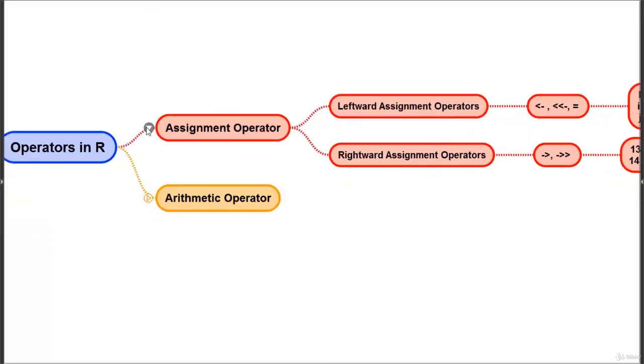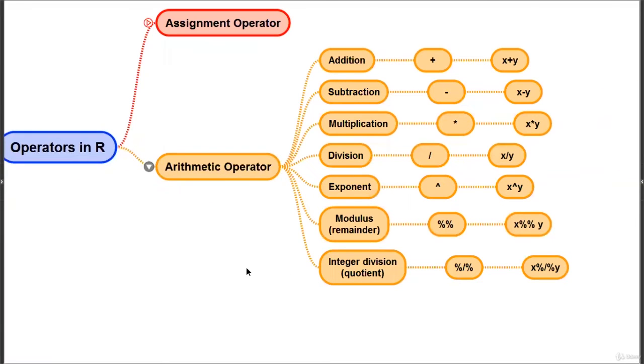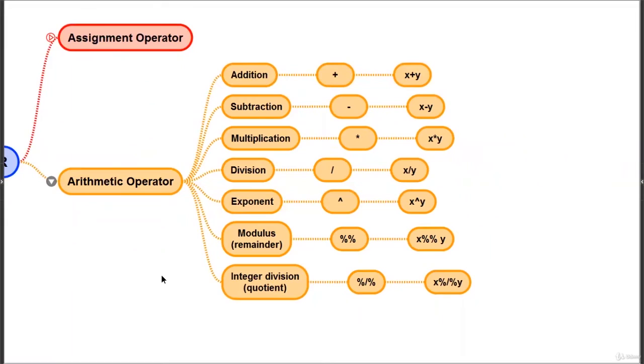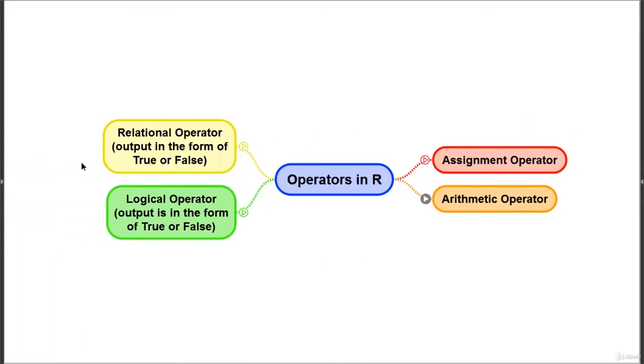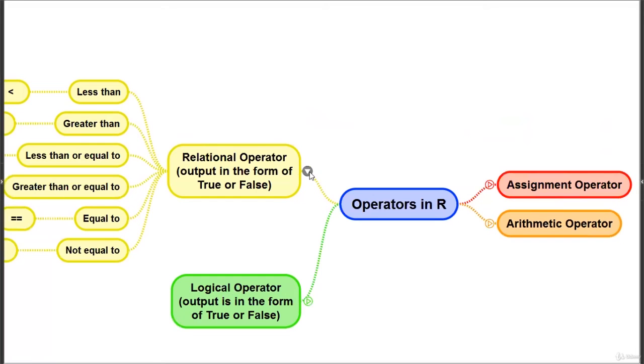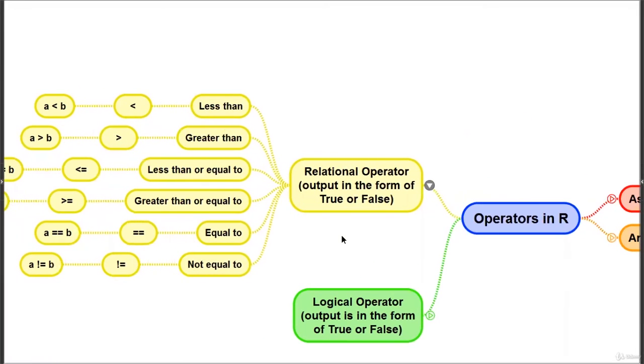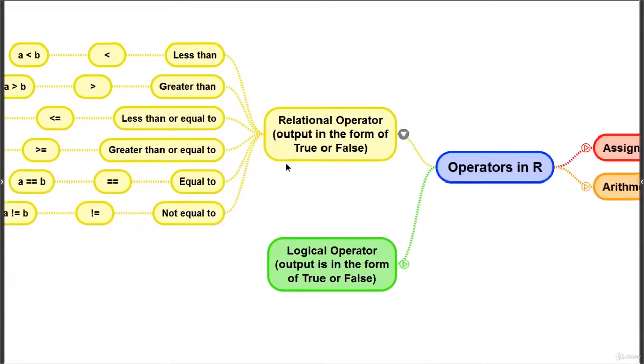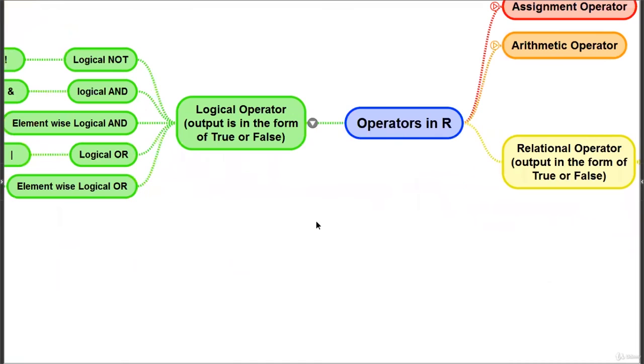The next operator that we used was the arithmetic operator. Arithmetic operators help in mathematical formulas, simple formulas like addition, subtraction, multiplication, division, exponent, modulus and integer division. Next we covered relational operators. Relational operators were used when creating a relationship between two elements and resulting in the form of true or false. They were less than, greater than, less than or equal to, greater than or equal to, or not equal to. And last we used logical operators.